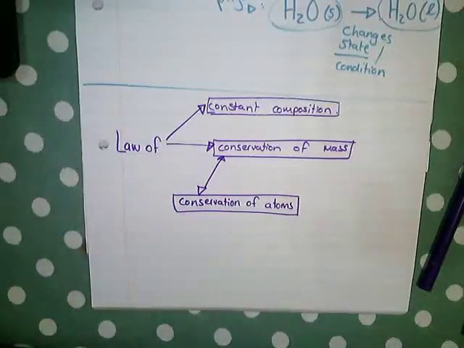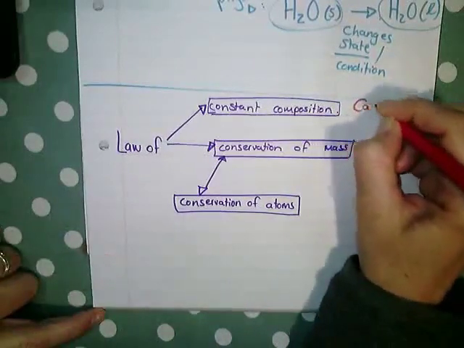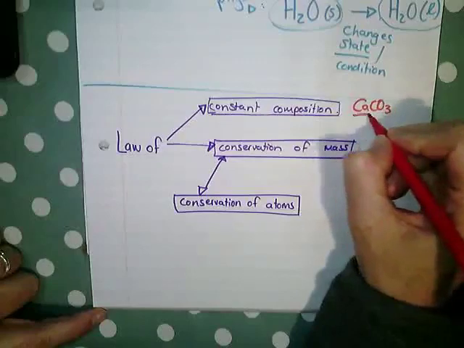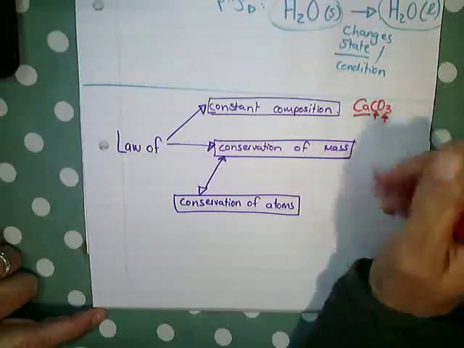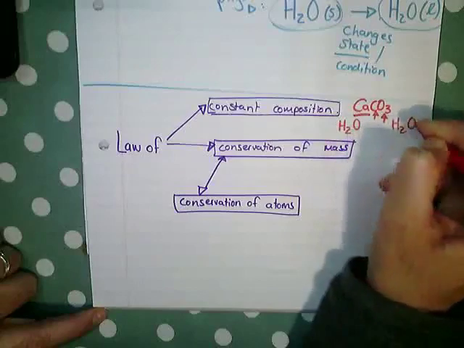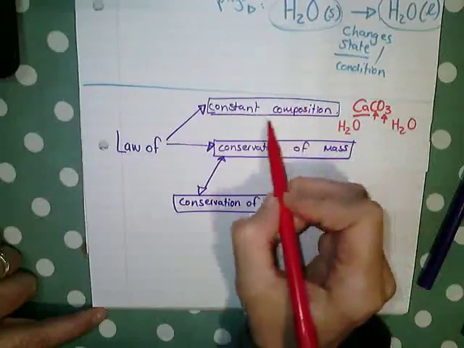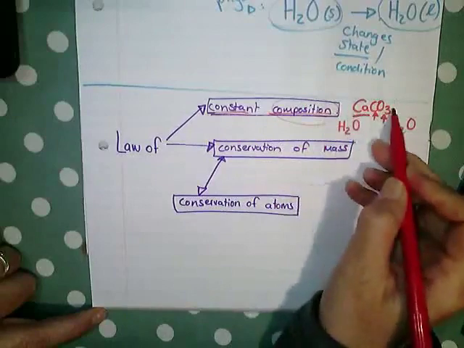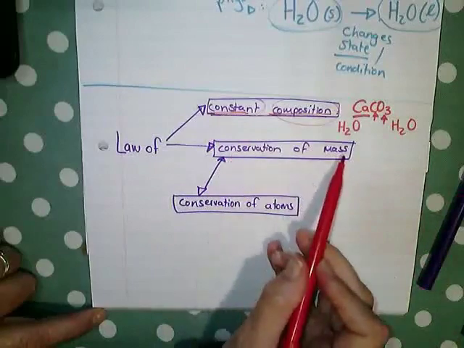Constant composition means that if you have calcium carbonate in South Africa and you have calcium carbonate in China, that's going to be 1 calcium bonded to 1 carbon bonded to 3 oxygens, always. If you have water in South Africa and in China, both will have 2 hydrogens bonded to 1 oxygen. So constant composition means what a substance is composed of is always the same. Conservation of mass, I'll come back to now.